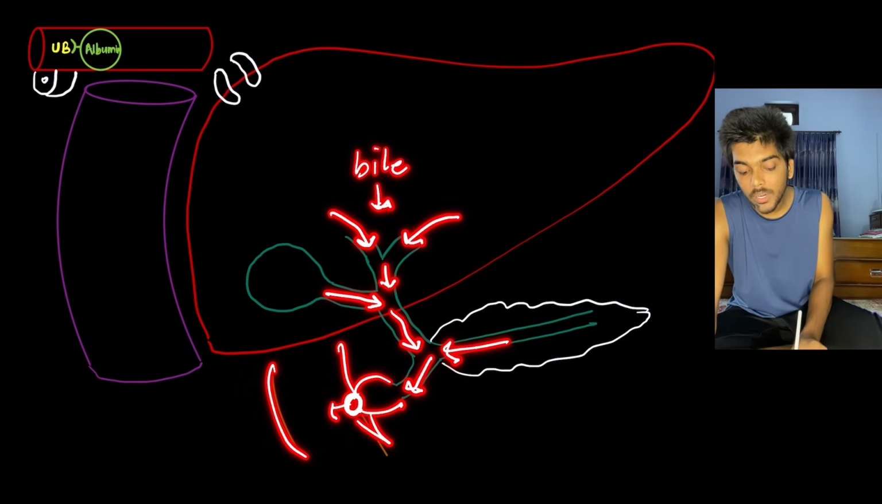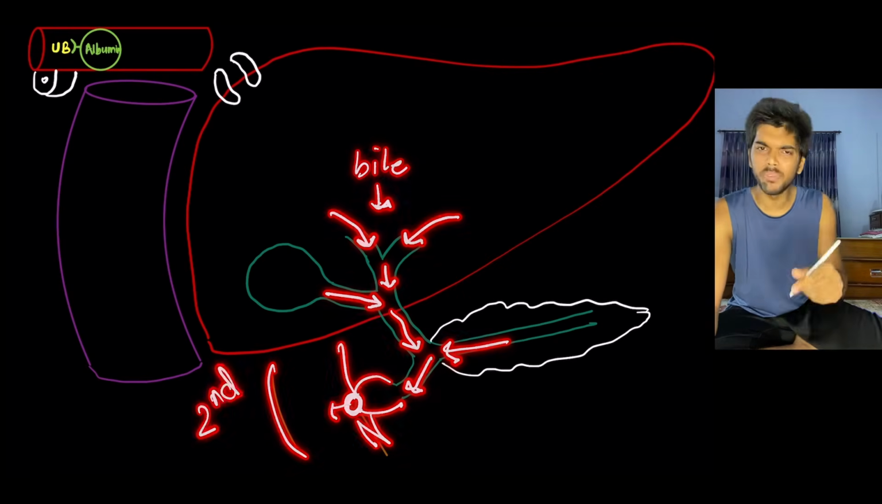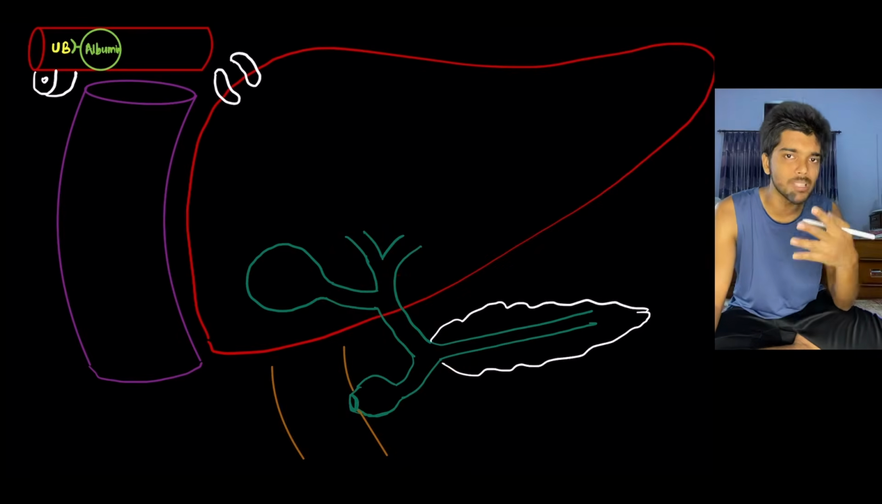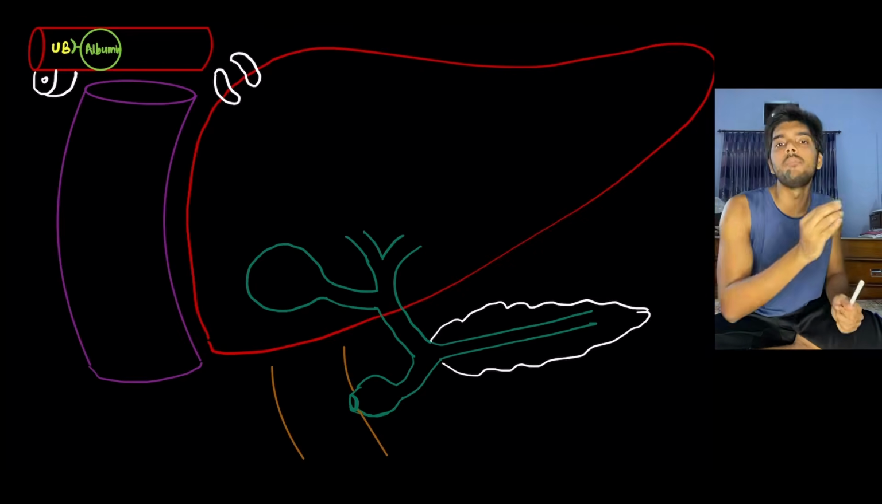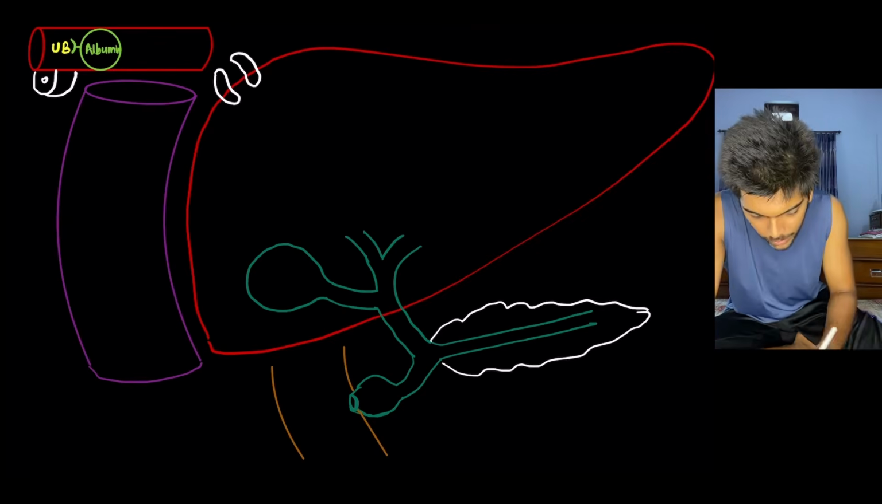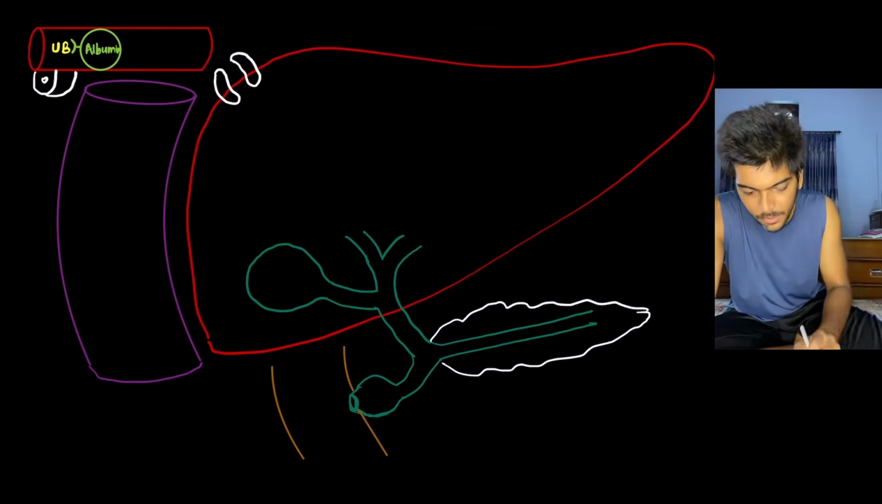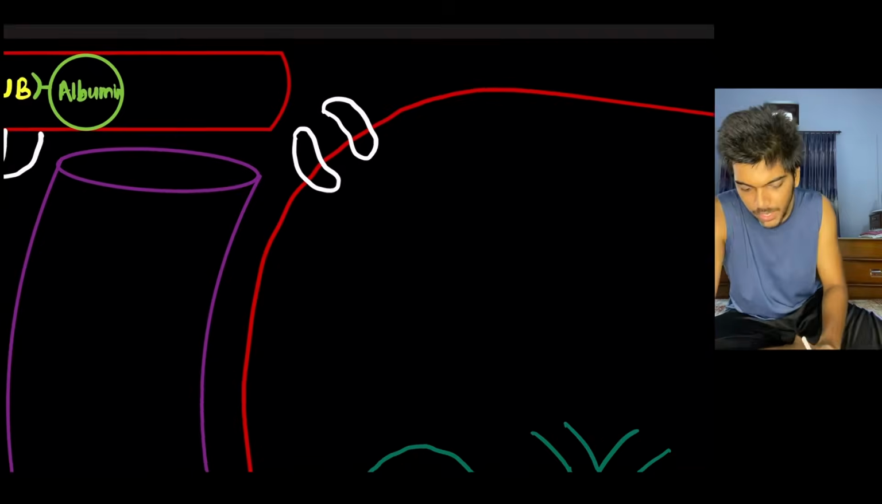Which part of the duodenum? The second part of the duodenum. You must know your basic anatomy. The duodenum has four parts: the first part, the second part, the third part, and the fourth part. It's in the second part of the duodenum where the biliary system opens. Okay. With that basic anatomy done, let's see what happens to unconjugated bilirubin.